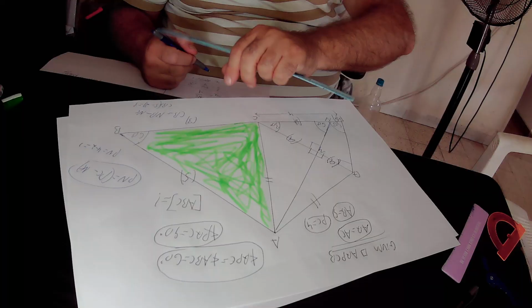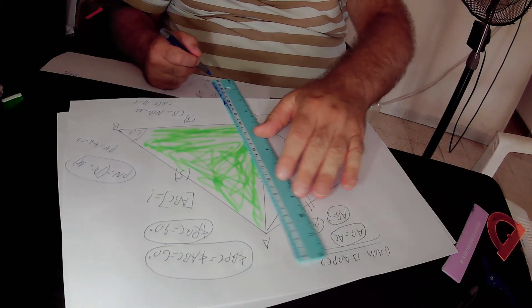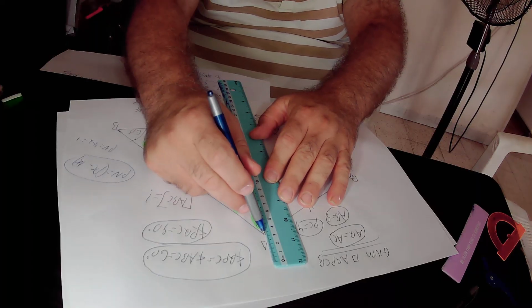In the next step, from the vertex A, we will draw a perpendicular on CB.